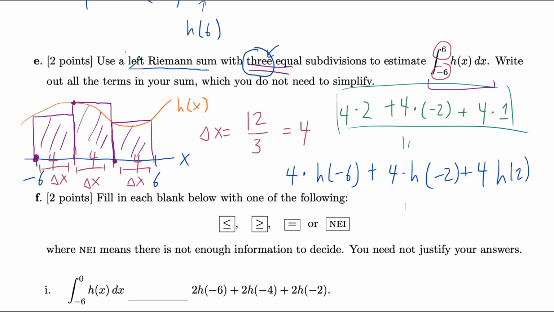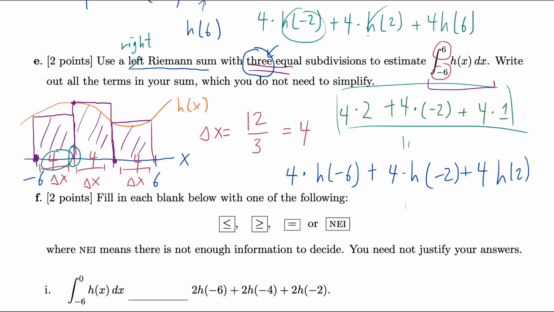I guess we can also quickly do what happens when we do a right Riemann sum. Well, in that case, for the first interval, rather than picking -6 and plugging it into h to get the height, you'd be plugging in -2 into h to get the height. So in this case, we'd get 4 times h of -2 for the first rectangle. Then for the next rectangle, you'd be plugging in h of 2 to get the height. And for the final rectangle, now you'd be plugging in 6, so plus 4 times h of 6. And of course, you have to replace these with the numbers from the table. But if we do a right Riemann sum, this would be the answer.